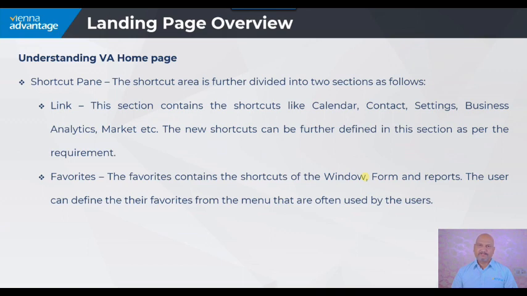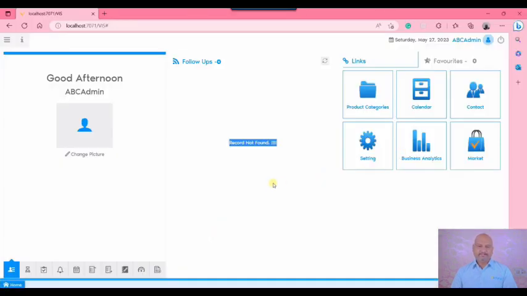Let's move on to the system and we'll see what all these things are. Right now I'm at my landing page. You can see on the landing page there are three panes. One is the left pane, that is the notification pane. The second one is the follow-up pane, where you can subscribe to a certain record and thereafter chat over that particular record with various users within the organization. The last pane is the shortcut pane, which is further divided into links and favorites.